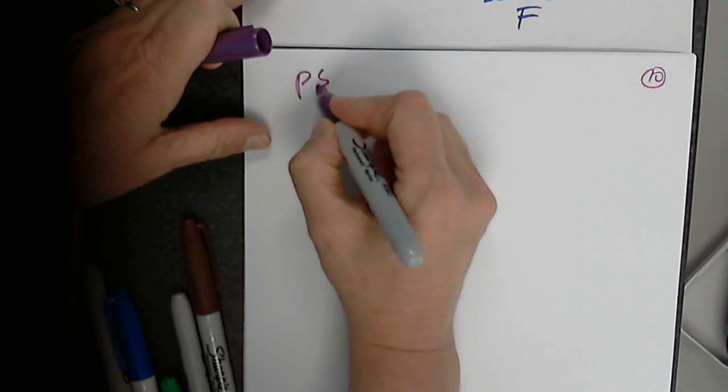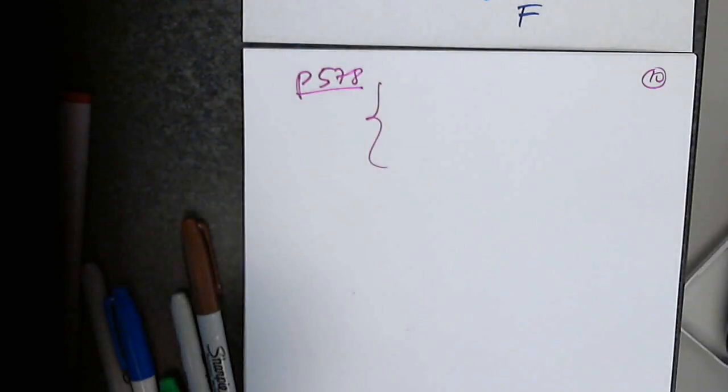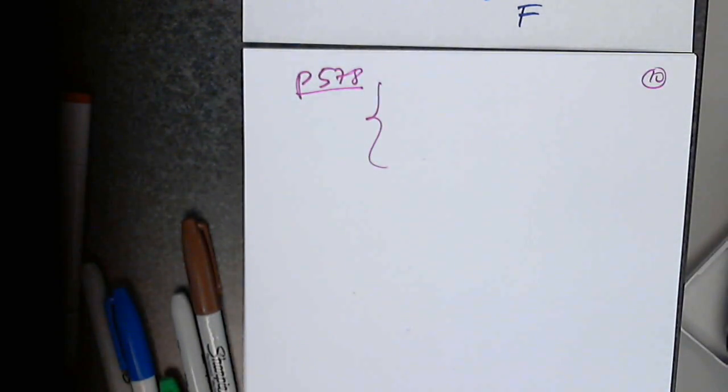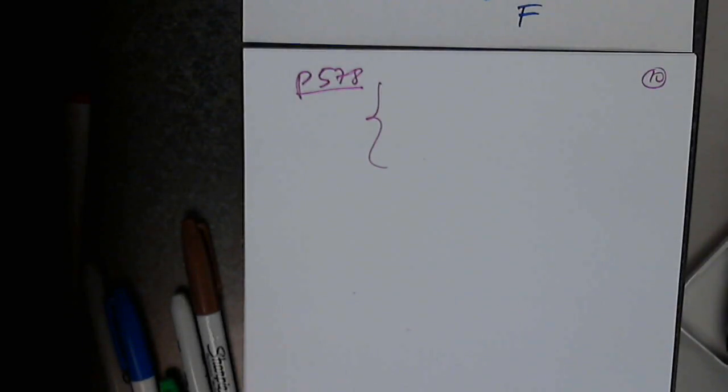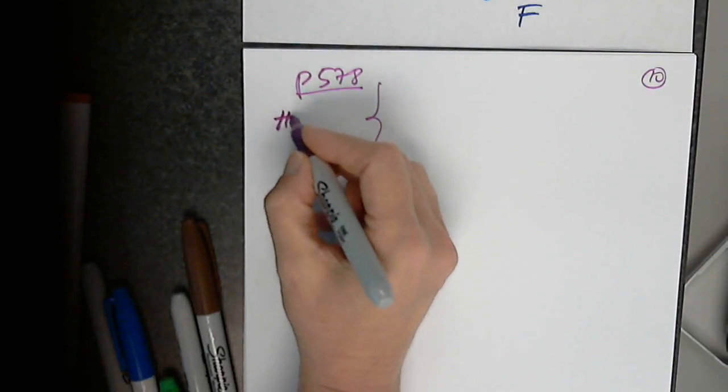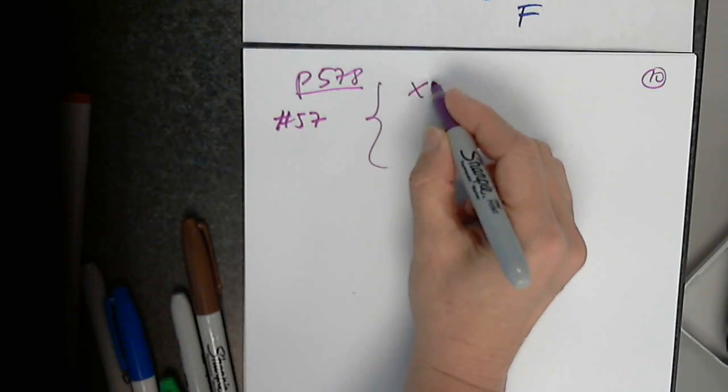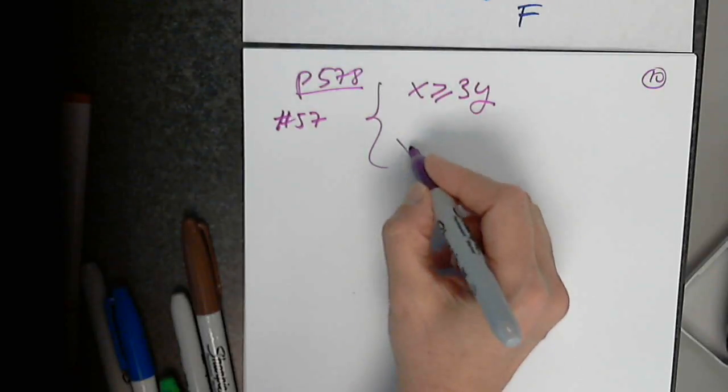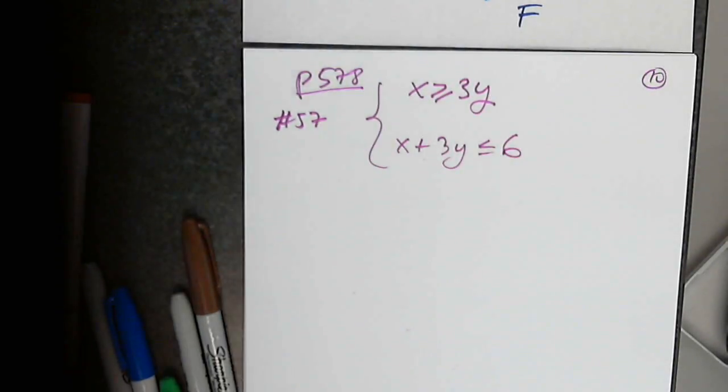Now allow me to pick a system. And these problems are on page 578. A system. What is a system? We know from chapter 4 that a system means two or more equations, but this is a system of inequalities, not a system of equations, but they both have to happen at the same time, right? So let's start with, let's say, 57, and this is x greater than or equal to 3y, and x plus 3y less than or equal to 6.